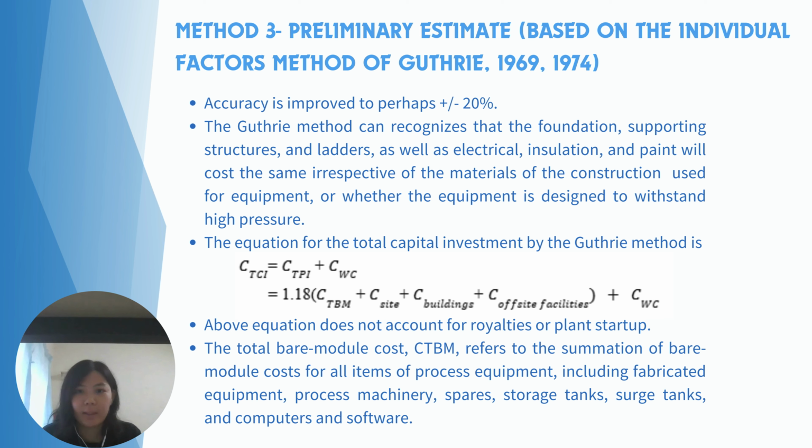The Guthrie method recognizes that the foundation, supporting structure and ladders, as well as electrical installation and piping will cost the same irrespective of the materials of construction used for equipment or whether the equipment is designed to withstand high pressure. The equation for the total capital investment by the Guthrie method is as follows, and the equation does not account for royalties or plant startup. The total bare module cost TBM refers to the summation of bare module cost for all items of process equipment, including fabricated equipment, process machinery, spares, storage tanks, surge tanks, and computers and software.